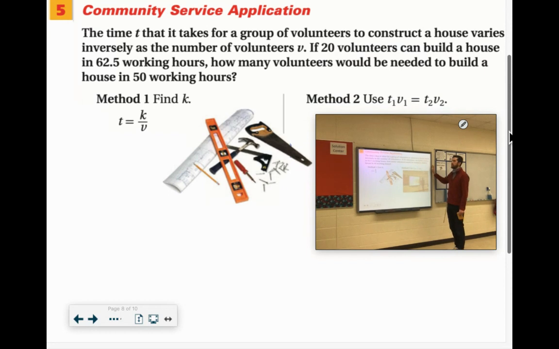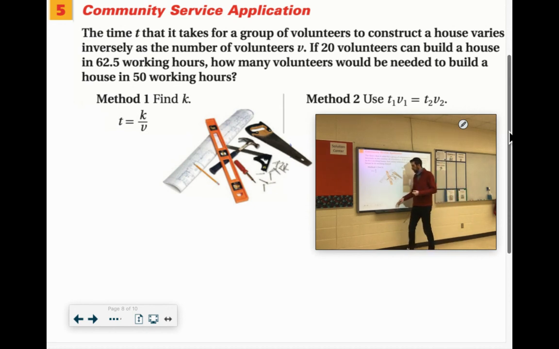The time t that it takes for a group of volunteers to construct a house varies inversely as the number of volunteers v. So that's this first formula, t equals k over v. If 20 volunteers can build a house in 62.5 working hours, how many volunteers would be needed to build a house in 50 working hours?